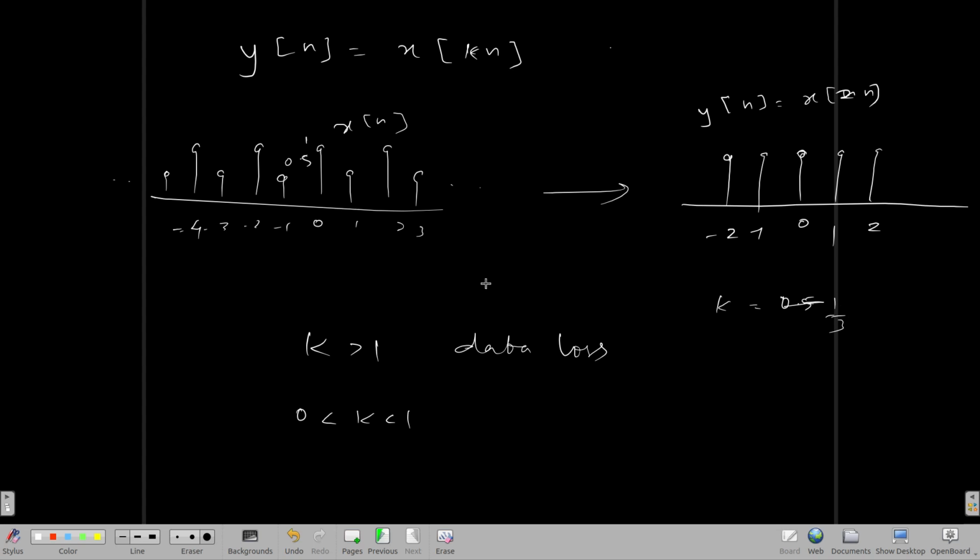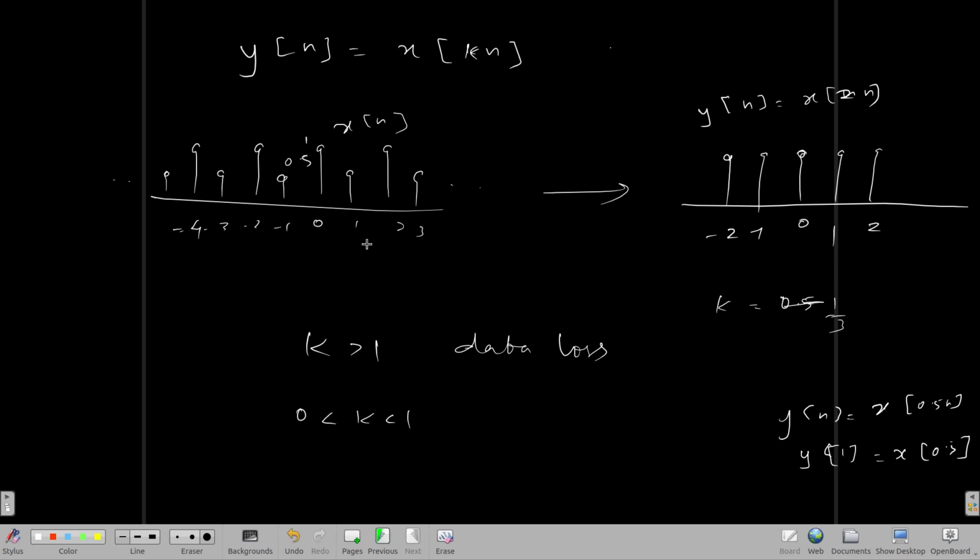The only thing is that there will be some extra zeros in between, like suppose y of n is equal to x of 0.5n itself. Then what is y of 1? y of 1 is equal to x of 0.5, right? That is not existing here. That is a non-existent value in the signal. So what happens? A 0 will come there.